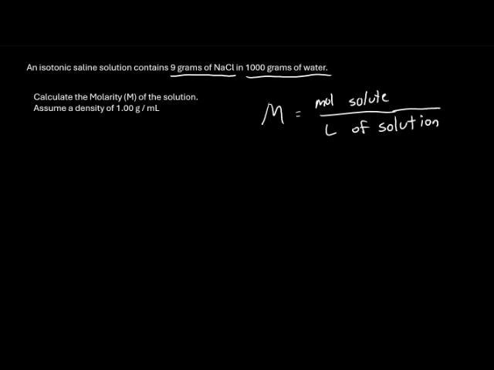Now let's think about what the solute is. Notice that we are taking 9 grams of salt and 1,000 grams of water, and the solute is the thing you're dissolving. This will be part A of the question, finding the moles of the solute. Part B of the question will be to find how many liters of solution we have. When I say the word solution, I mean both the NaCl and the water together.